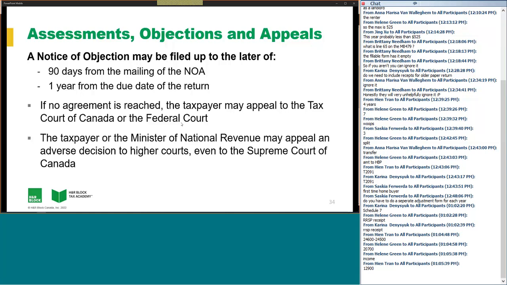So I've had a few times where we've tried to do an adjustment. It's been disallowed. We're confident that it should have been allowed. We go to notice of objection and we get it fixed.